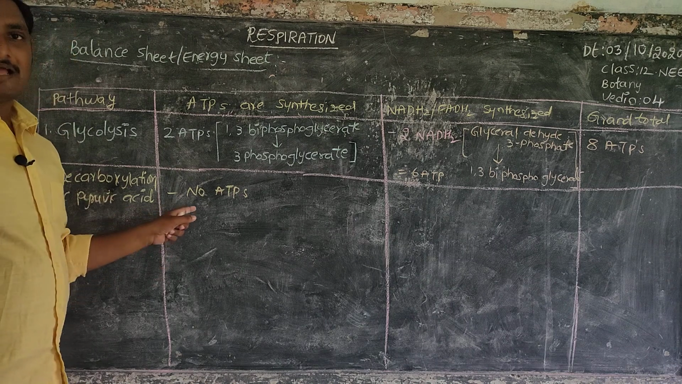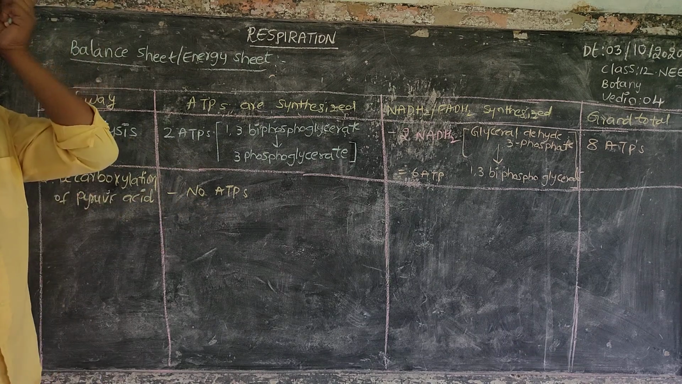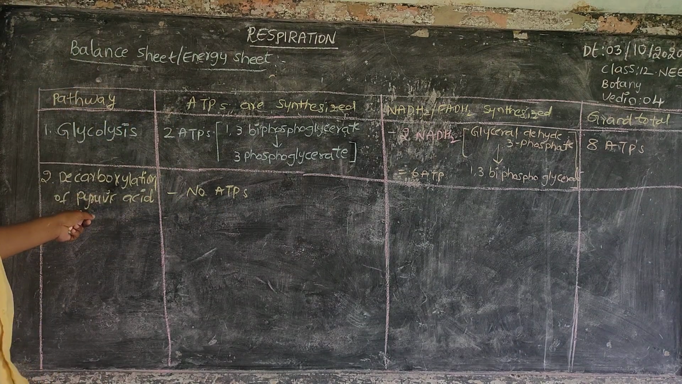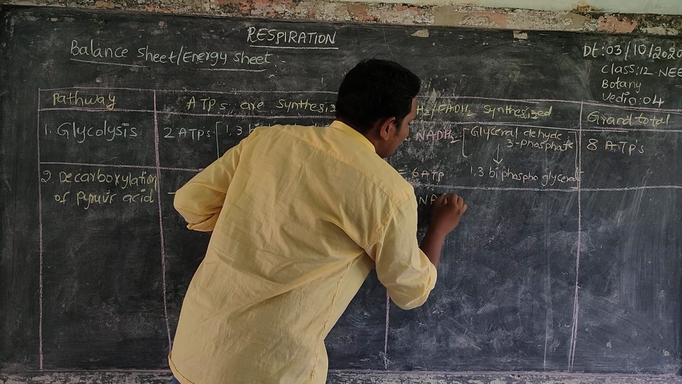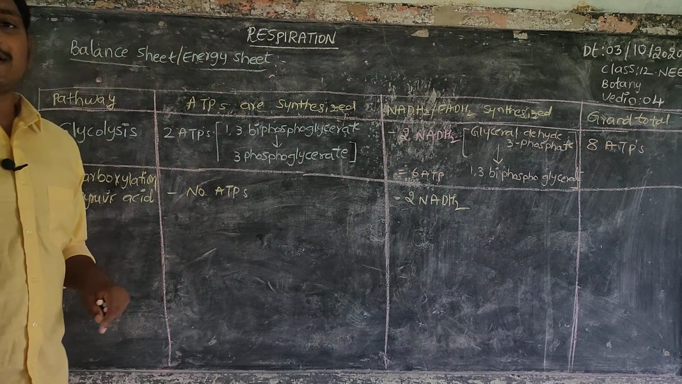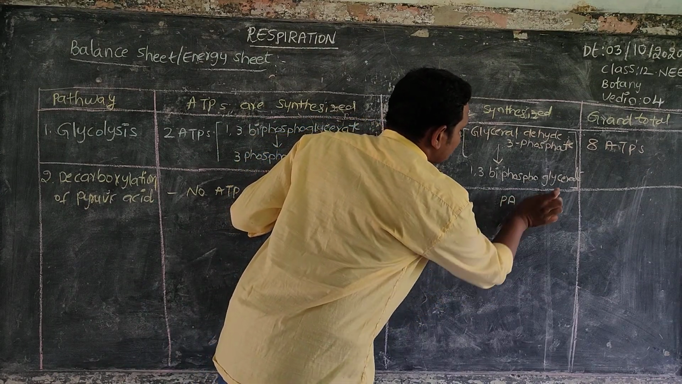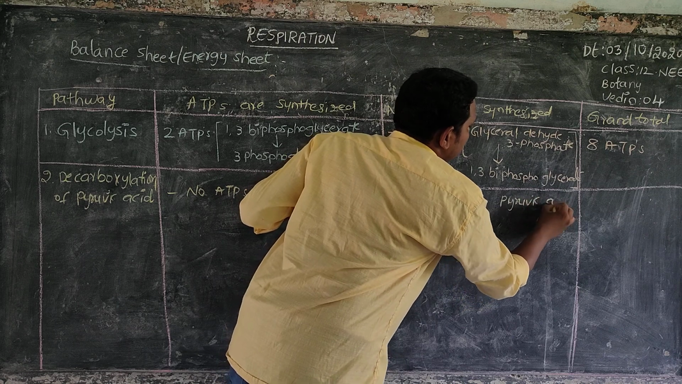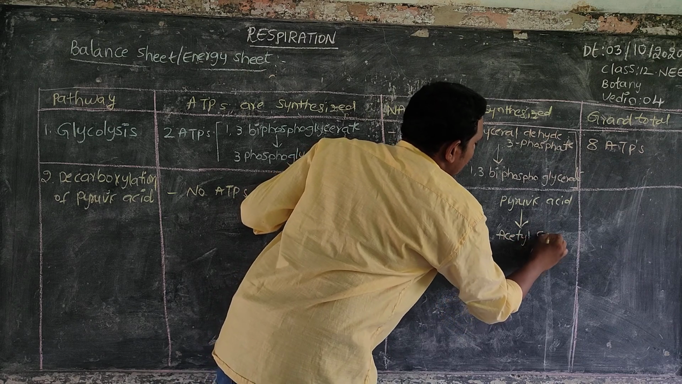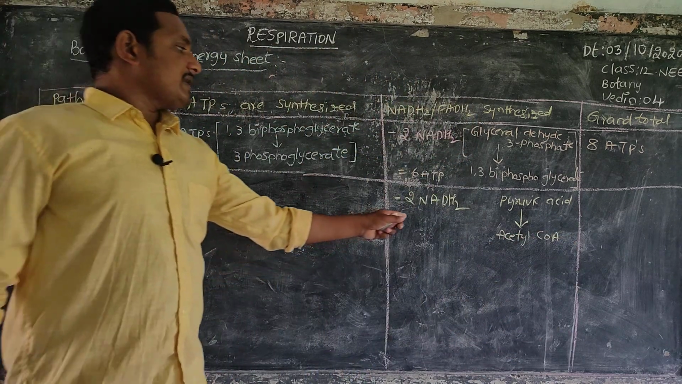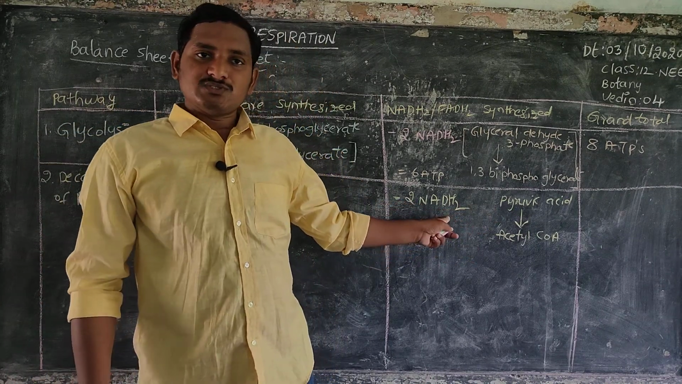In this process a small reaction takes place in the cytoplasm. So no ATPs are we getting from this step, the decarboxylation of pyruvic acid. But here 2 NADH2s are we getting. Pyruvic acid changes into acetyl coenzyme A. 2 pyruvic acids means 2 NADH2s we are getting.